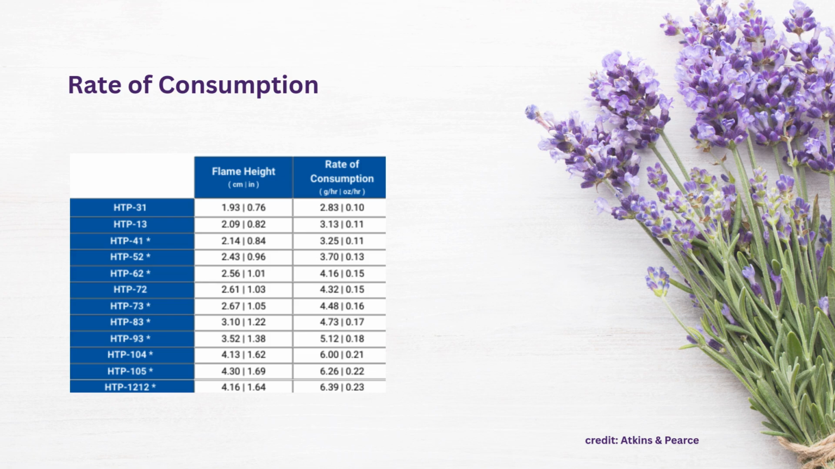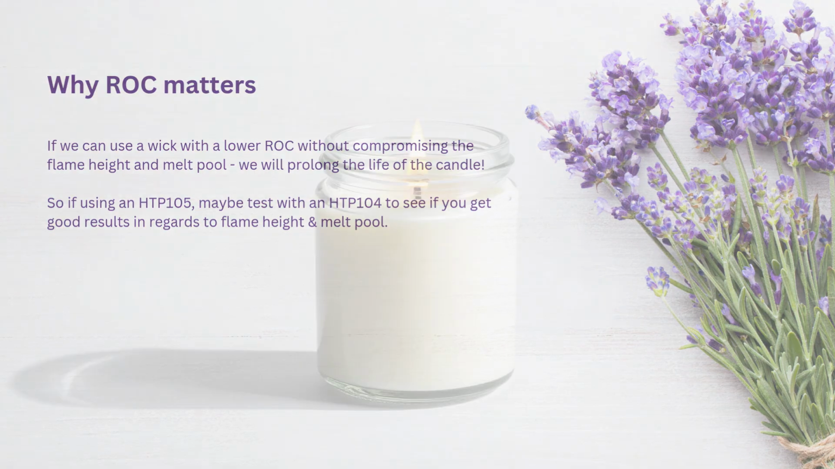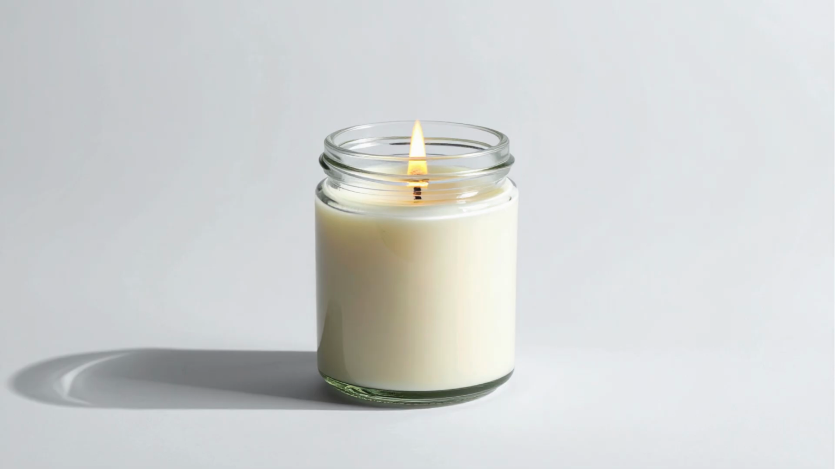Generally speaking, the stronger the wick, the greater the ROC. If you can go with a slightly smaller wick and therefore a smaller ROC and keep your flame height acceptable and get your melt pool, then you would get a longer burning candle. For example, you could try stepping down to an HTP 104 from an HTP 105. A longer burning candle is a way of adding value to your customer's purchase.